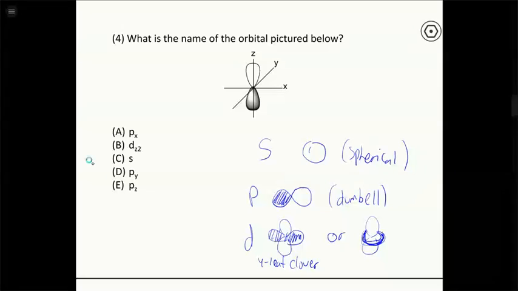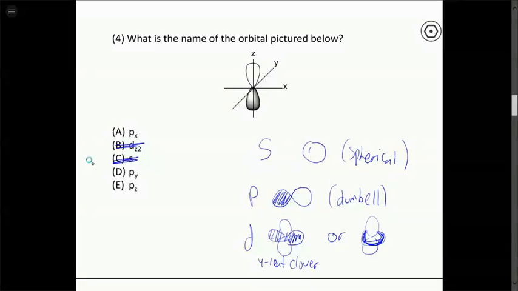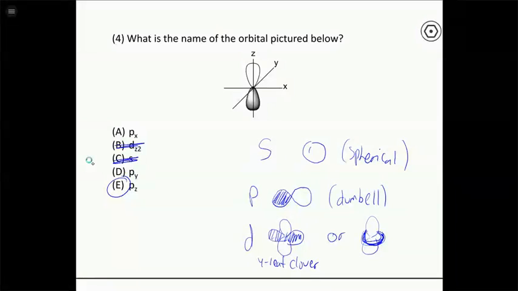All right, so those are the basic shapes. This one is clearly a p orbital. It has this dumbbell shape, so we can eliminate choices B and C. And then remember that, as I said, the p orbitals are aligned along the Cartesian axes, so the name that we give to it is determined by the orientation. This one is clearly oriented along the z-axis, so this would be our pz orbital. Choice E. All right. So there won't be a ton of questions on shapes of orbitals, but you may get one, and so it's helpful to be able to recognize those and understand the differences.